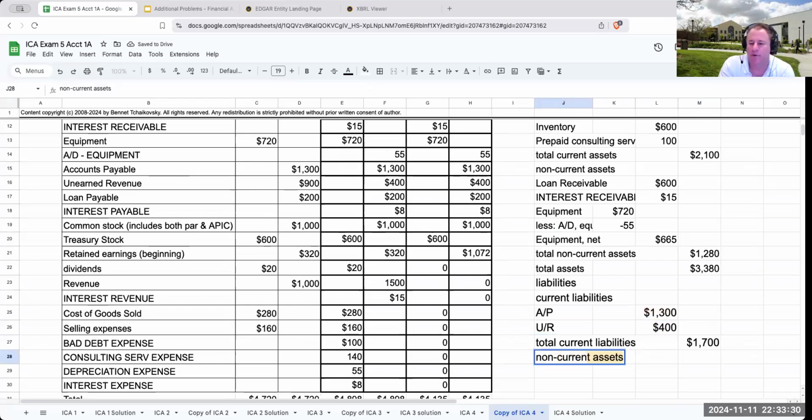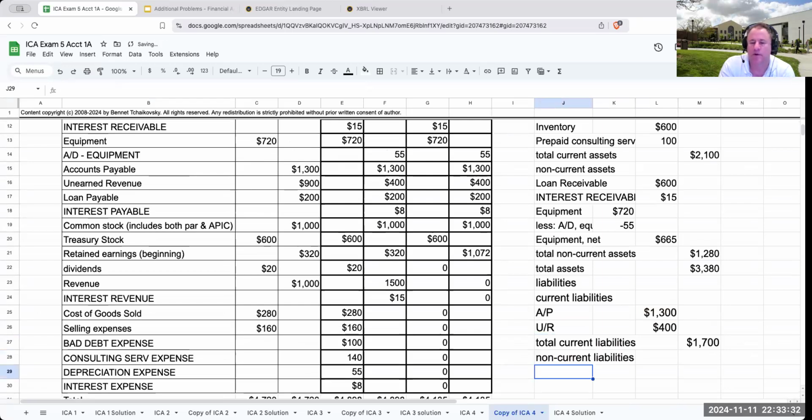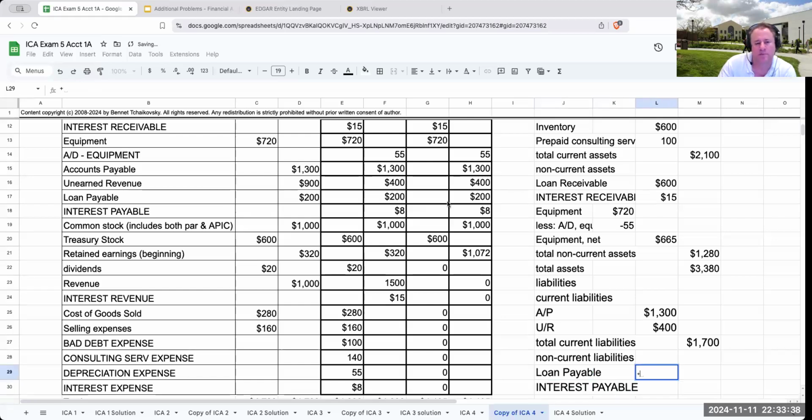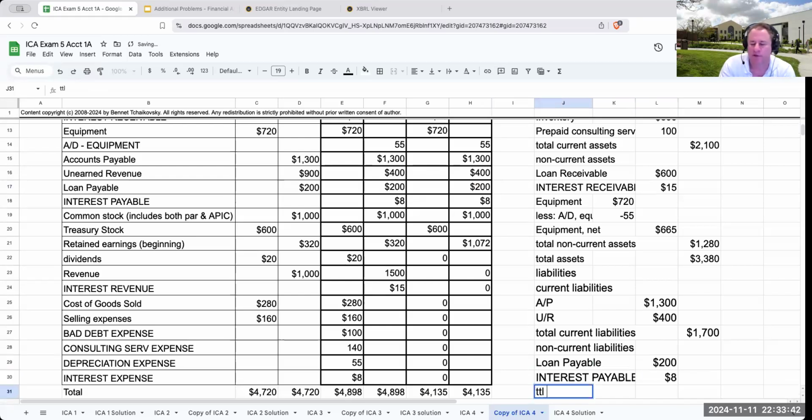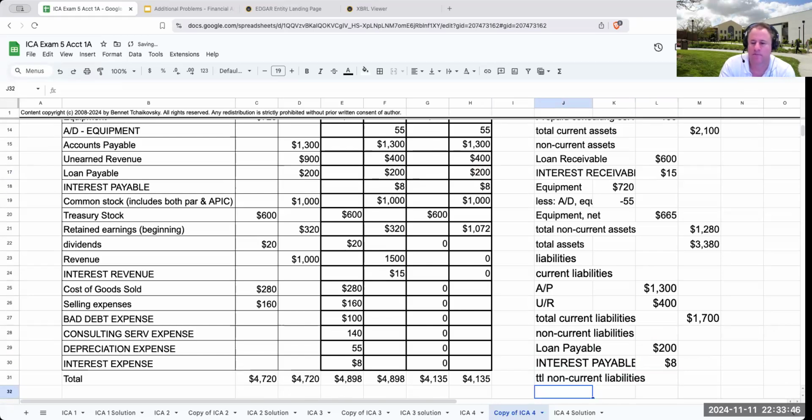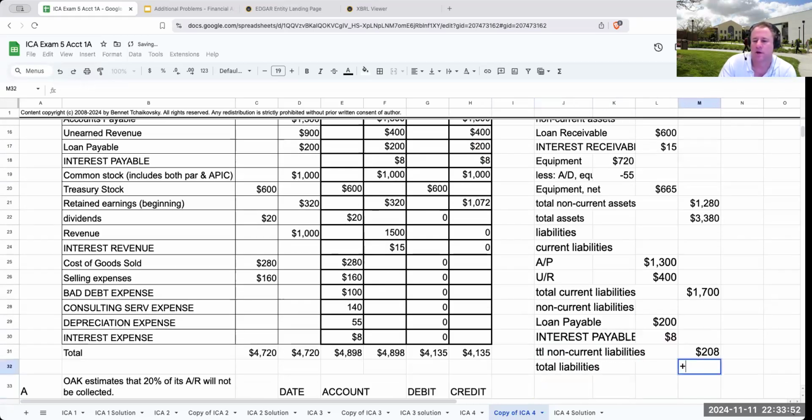My non-current liabilities are going to be my loan payable, my interest payable of 200 and then 8. My total non-current liabilities are going to be 208. My total liabilities are going to be 1.7 million plus 208 or 1,908,000.